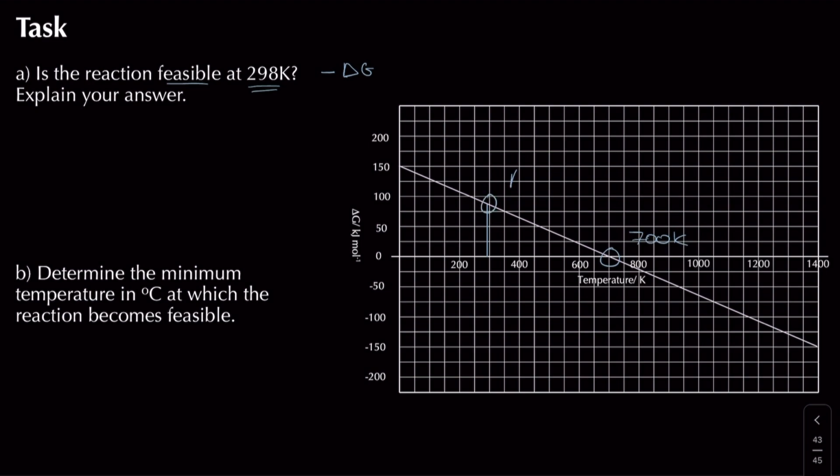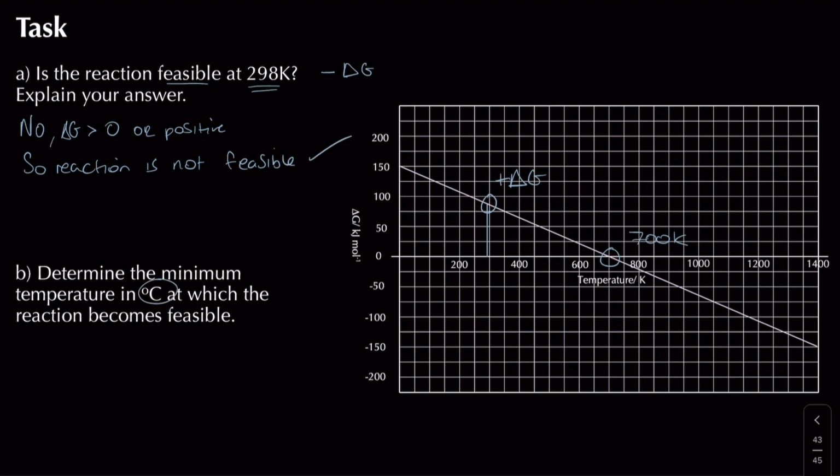Can't really see it properly on this graph, but we can see delta G is going to be positive over here. Now if delta G is positive, we know the reaction would not be feasible in this case. So what would we say to the examiner? Well, we would say no, the reaction is not going to be feasible as delta G is going to be positive itself. So delta G is going to be above 0, or we could say it's positive. So the reaction is not going to be feasible.